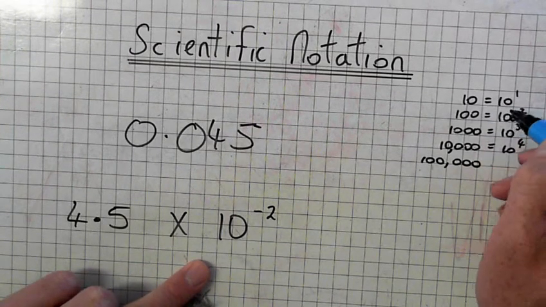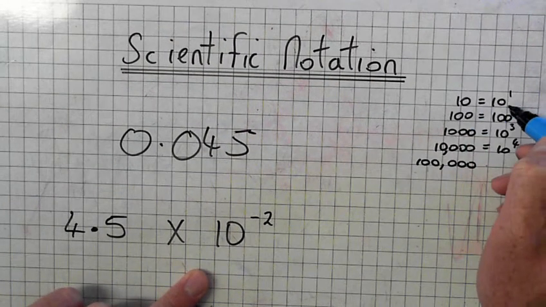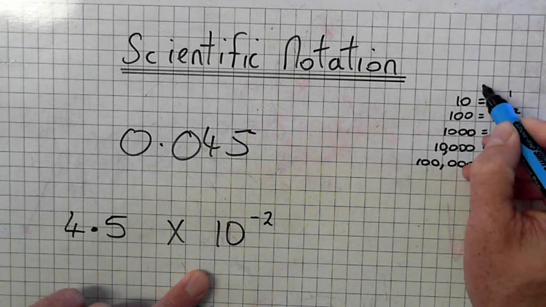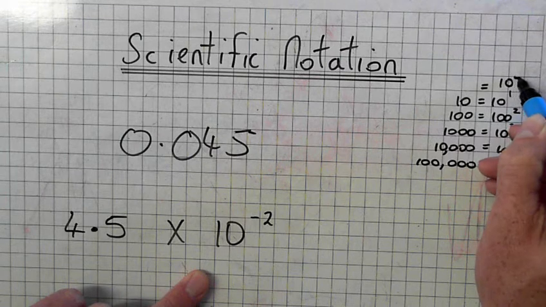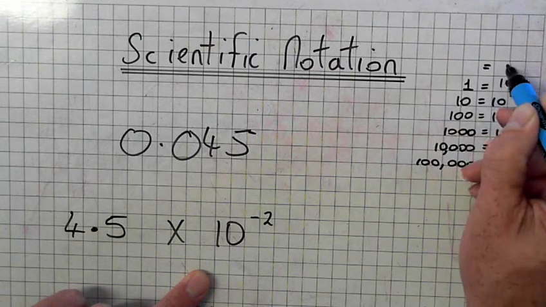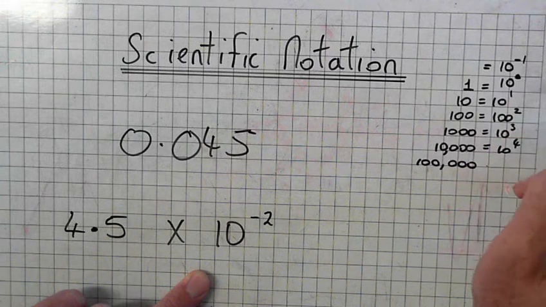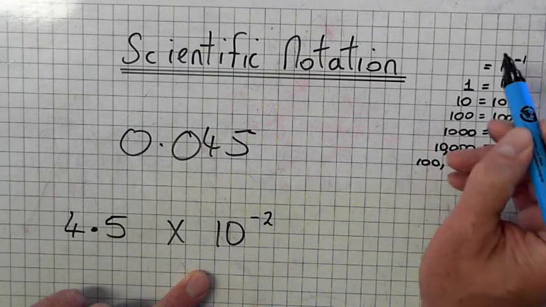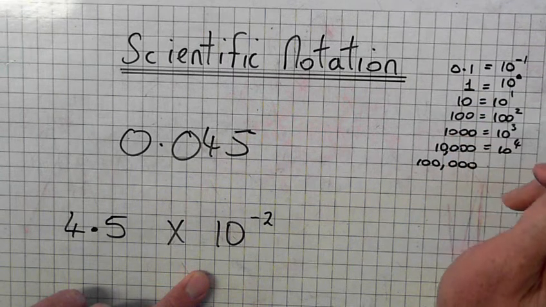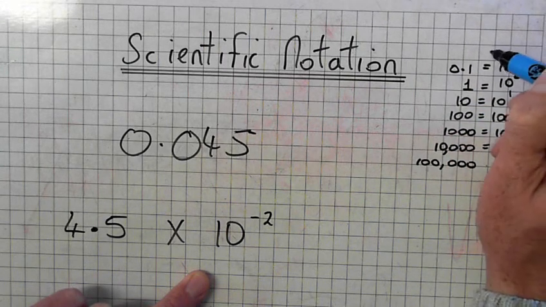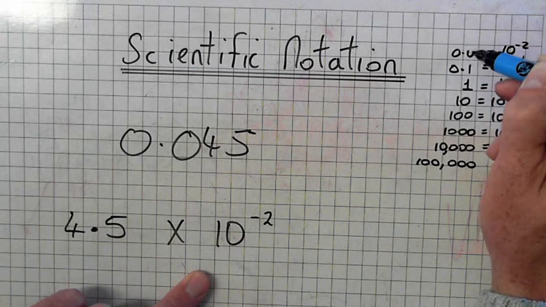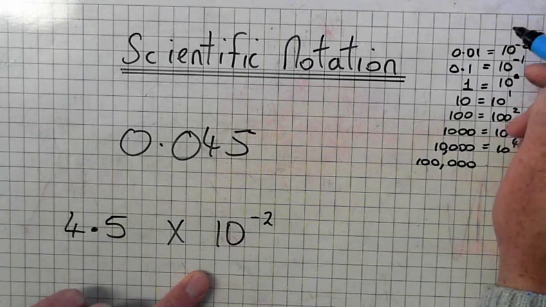Remember what we did up here? If you look up, 10 to the power 1 is 10. 10 to the power of 0 is equal to 1. 10 to the power minus 1, what do you think it is? 0.1. And what do you think 10 to the power of minus 2 is? 0.01. That's it. 10 to the minus 3.